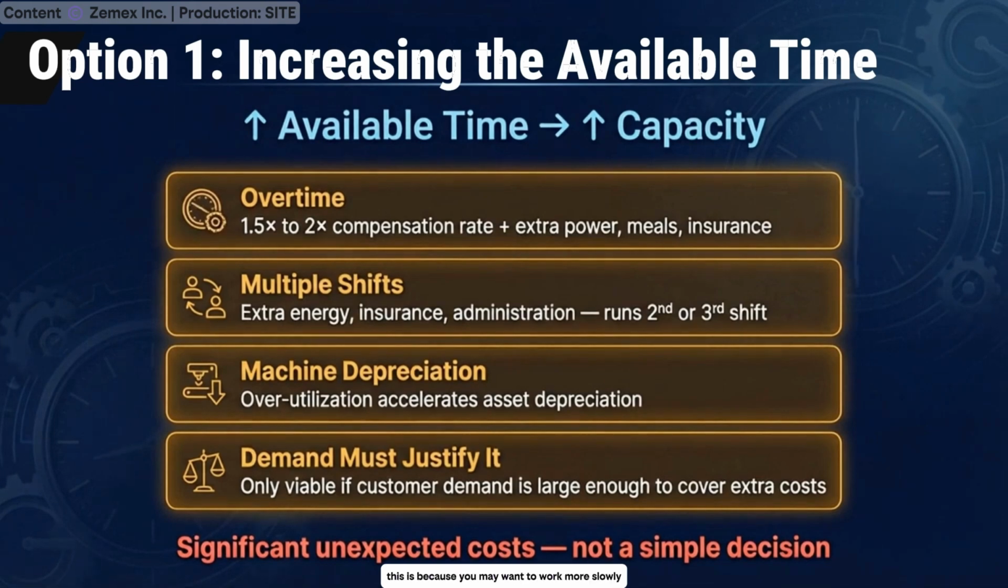This is because you may want to work more slowly if you want to increase the capacity, but by less than 2 times the original capacity, while still making it bigger than the current capacity. So, it is not a simple decision, and a lot of unexpected costs can occur.